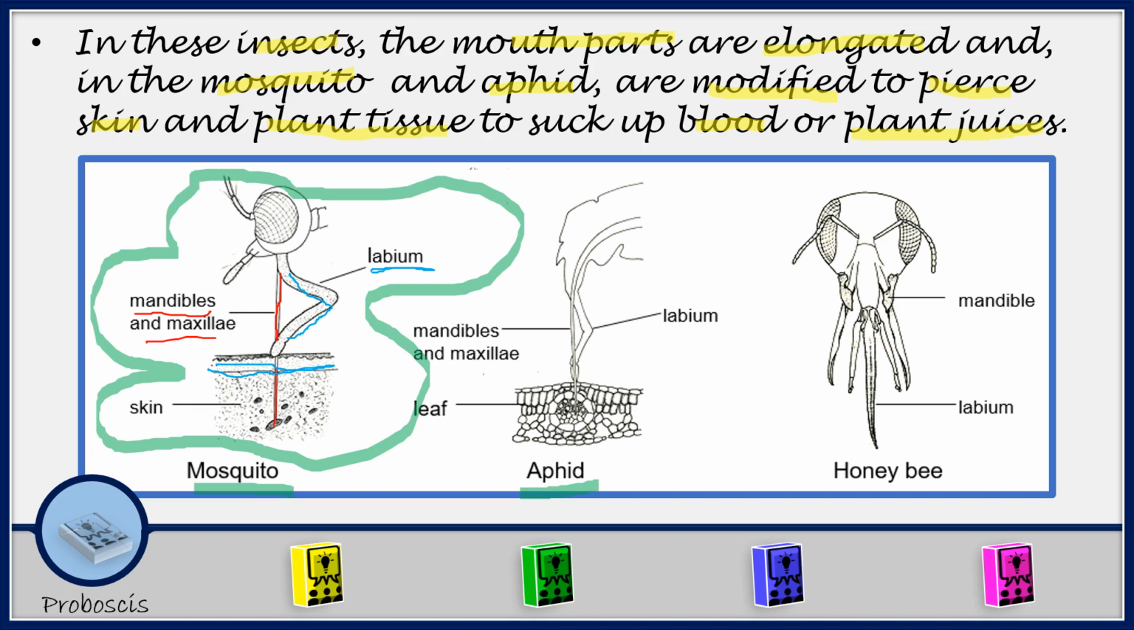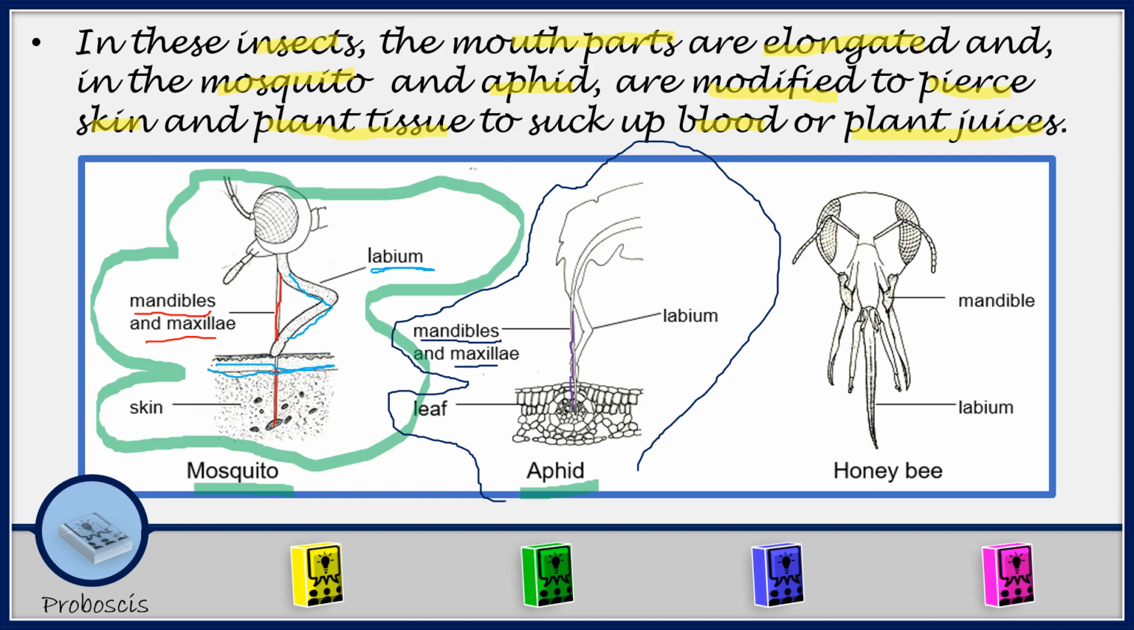Then we have the aphid. The aphid, this one that we have, feeds on plant juice. They also have the mandibles and the maxilla, and these are also used for sucking plant juice. We have the mandible here, and it is combined with the maxilla.